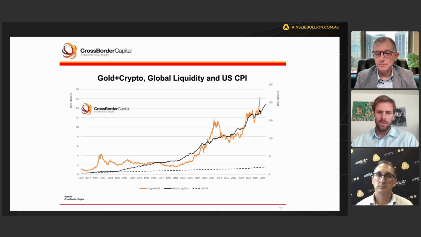So the yellow line, just to clarify, is gold and crypto. That's the value of gold and crypto together relative to global liquidity, being the black line. Now, that black line currently, as it sits there, is slightly forward-looking into next year. In my opinion, I think what we're going to see is that black line is going to significantly rise, just like the global gold and crypto prices have over the last 12 months.